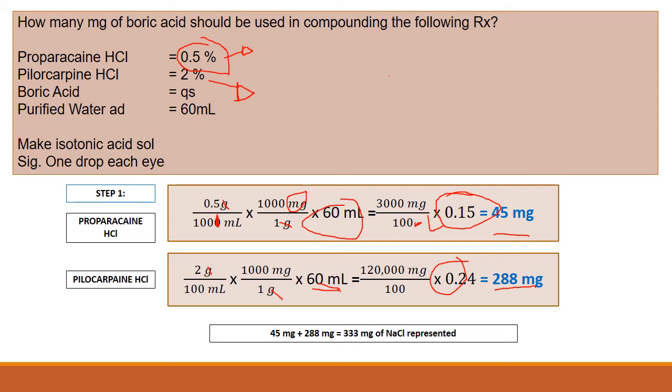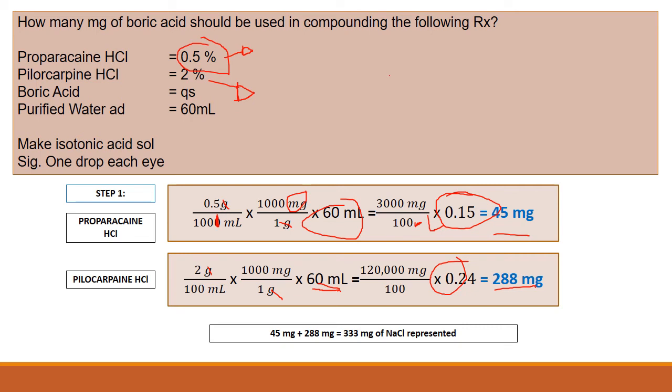Okay, so what we are going to do here is to multiply with the sodium chloride equivalent of our proparacaine hydrochloride, which is 0.15. So our answer would be 45 milligrams of sodium chloride equivalent.